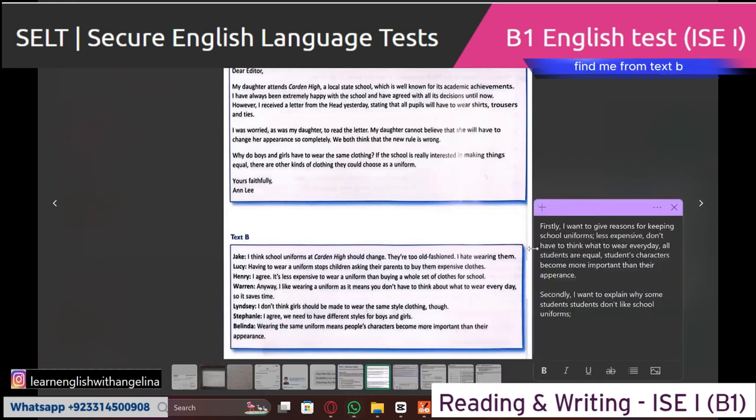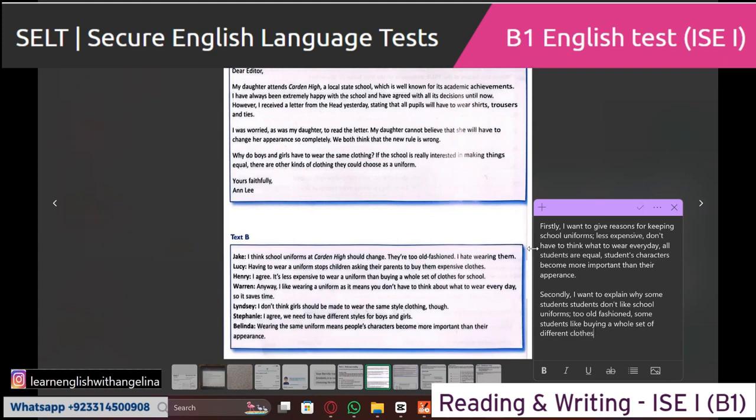First, find it from text B. Can we write "is a uniform at the..."? No, because they think it's too old-fashioned. I will write in here, too old-fashioned, comma, more expensive clothes. No. Why don't they like school uniform? You can say some students like a whole set of different clothes. Some students like buying new trendy clothes. They like a whole set of different clothes.